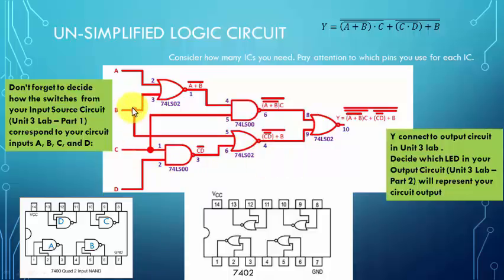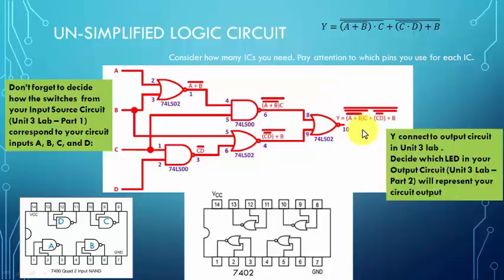From here you can see, I spent some time on this circuit and figured out why they connected like this, and then how to test this circuit. You have 4 inputs, A, B, C, D. Don't forget in Unit 3's lab, you build the inputs part and also the outputs part.